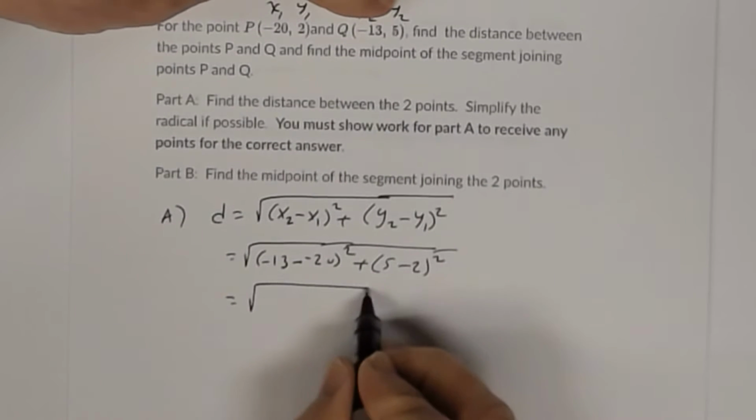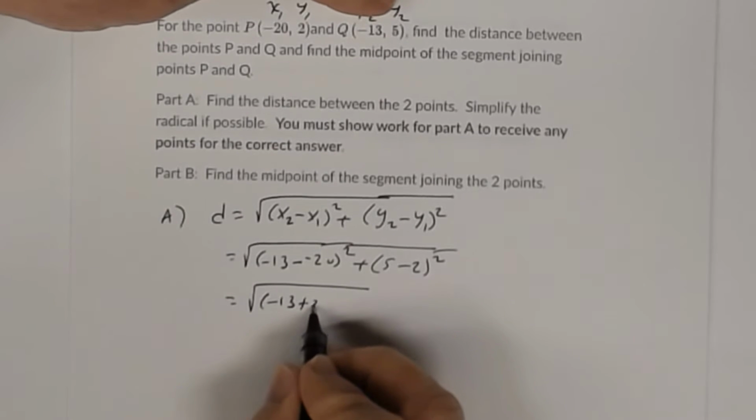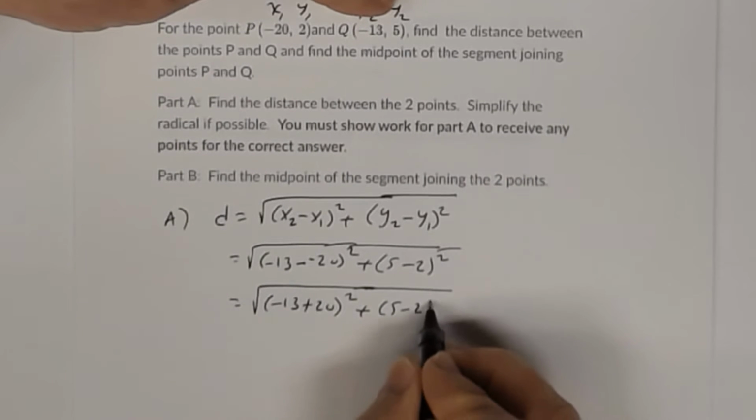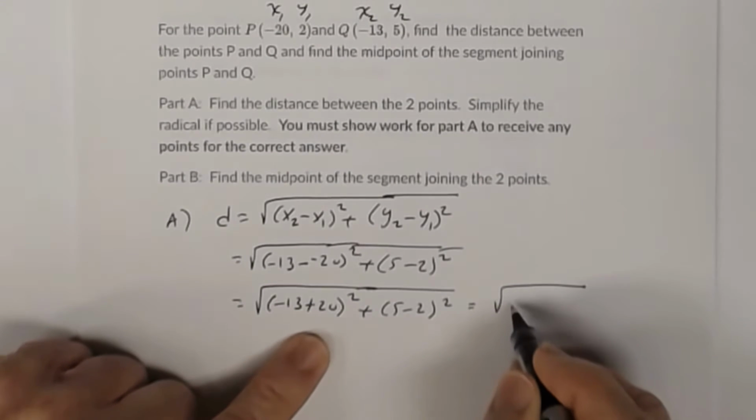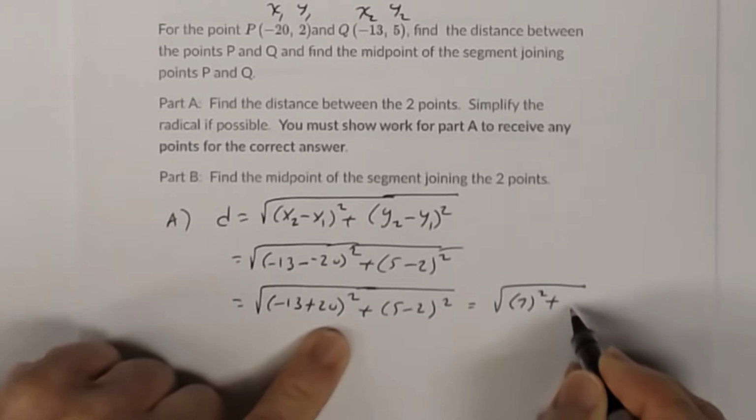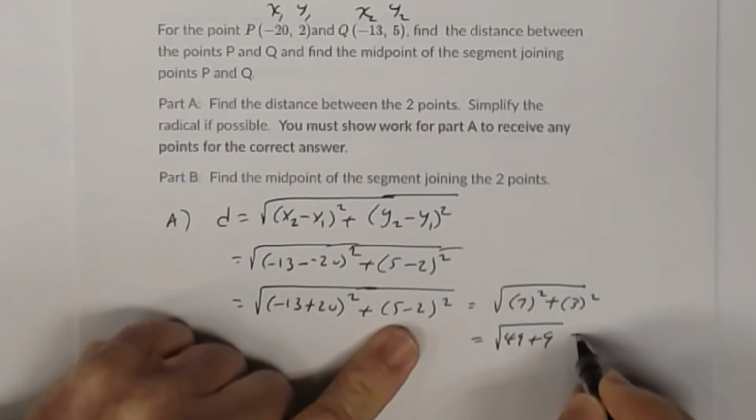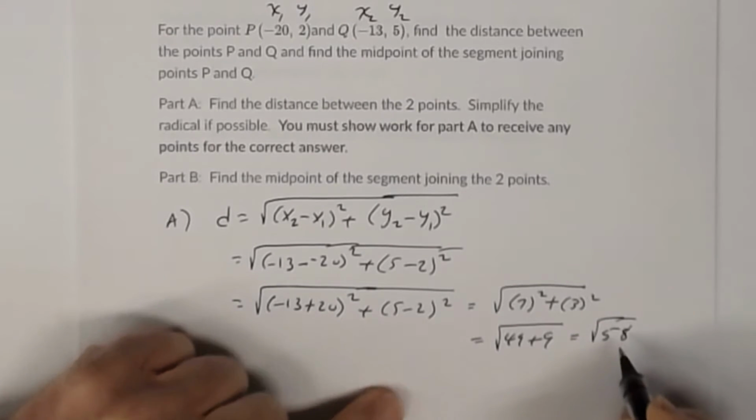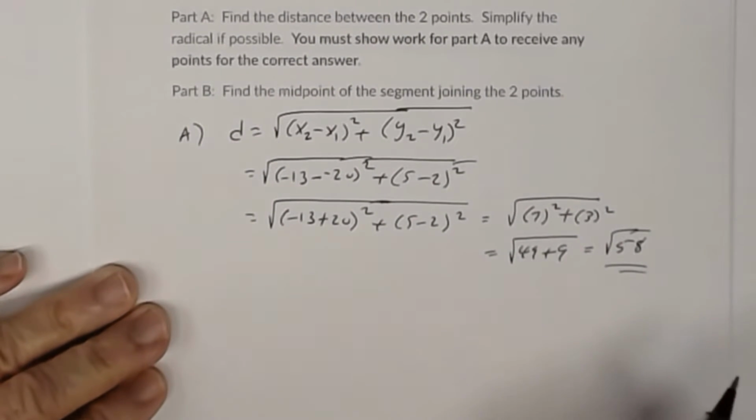So this becomes the square root of, now negative 13 subtract a negative 20 is negative 13 plus 20, and don't forget to square that. And then I'm going to go ahead and rewrite this over. 5 minus 2 squared equals the square root of, now negative 13 plus 20 is 7. So I got 7 squared plus, and then 5 minus 2 is 3. So I got 3 squared. So the square root of 7 times 7 is 49. 3 times 3 is 9. So you get the square root of 58. And then the only perfect square that goes into 58 is 1, so that cannot be simplified. So there's the answer for the distance between those 2 points.